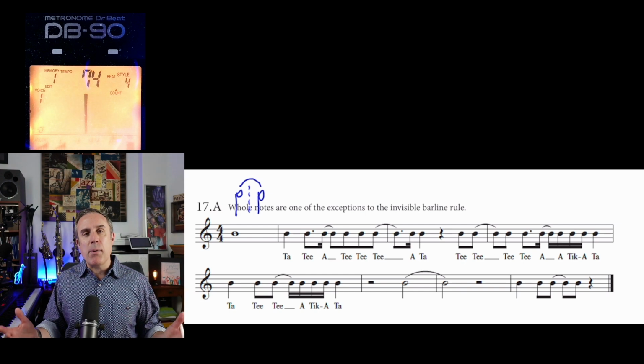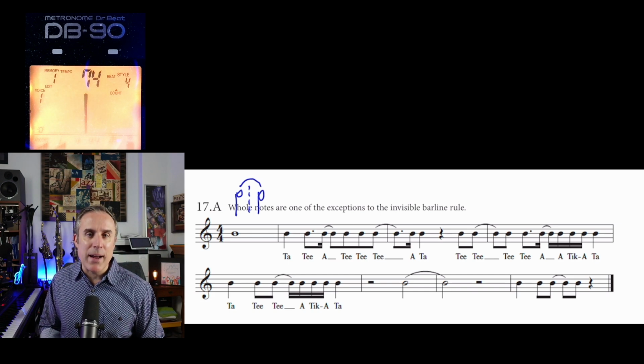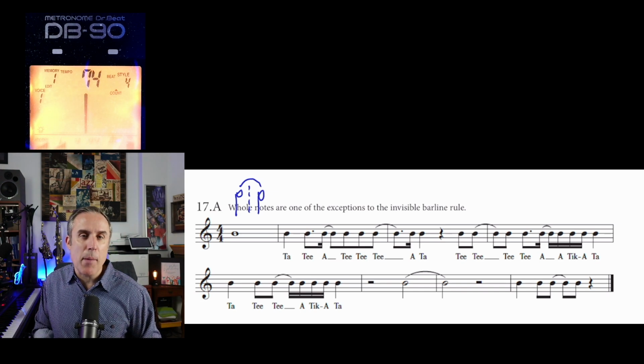Does it break the invisible bar line? Yes, it does. But again, I'm only stressing the invisible bar line as a purpose, as an intention to help musicians distinguish beats 1 and 2 from beats 3 and 4. But in the case of a whole note, we don't really need to do that. Let's move on to measure 2. And measure 2 is just a bit more complicated than measure 1.